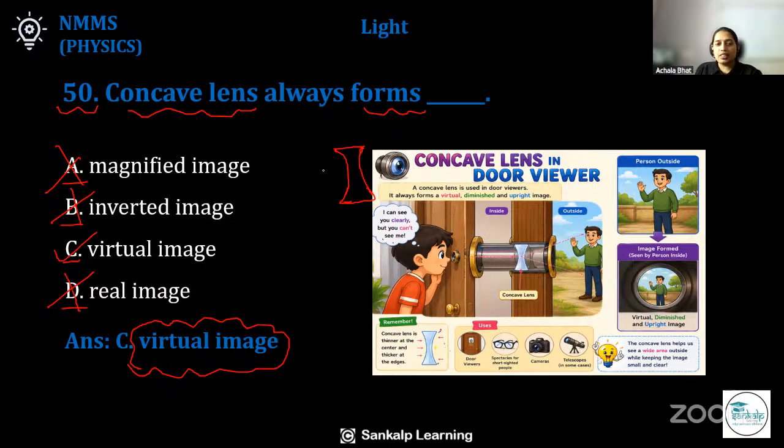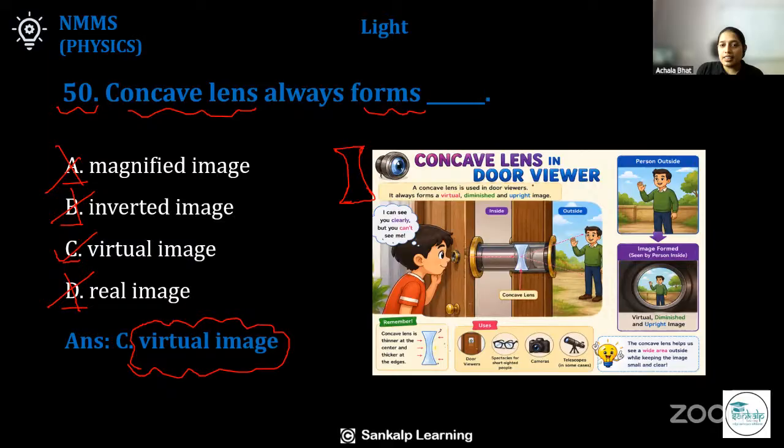Here, this lens actually diverges the light rays after refraction. So, here there is no convergence or intersecting of light rays. Therefore, the image formed is virtual, not real.